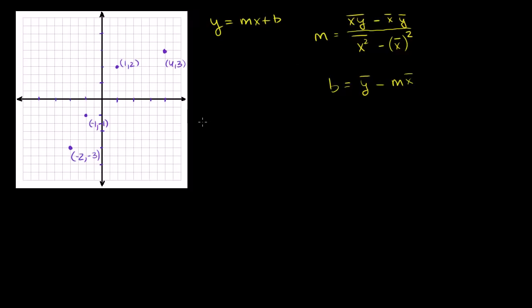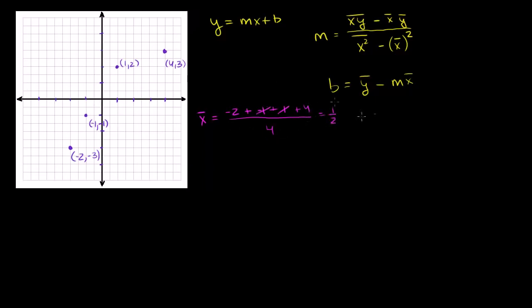So the mean of the x's is going to be equal to -2 plus -1 plus 1 plus 4, all of that over 4, since we have 4 x data points. These two guys cancel out. -2 plus 4 is 2. 2 over 4 is equal to 1/2.